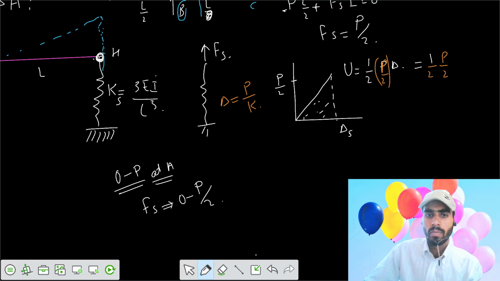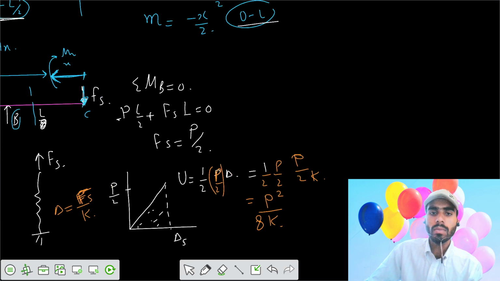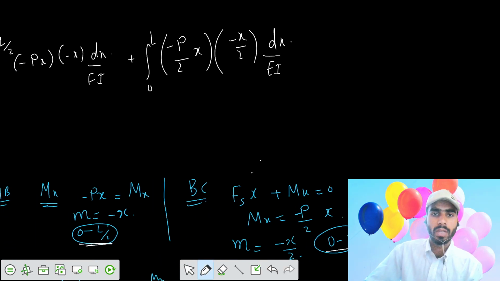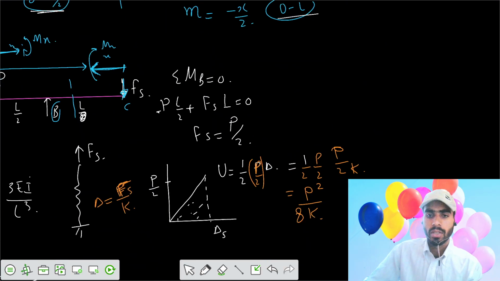But for the P applied in the spring, we can write Fs by k. The value of Fs is P by 2 and delta is Fs by k. So we get the value of strain energy as P squared by 8k. Then you substitute this strain energy in the spring, P squared by 8k, and this was the strain energy stored.